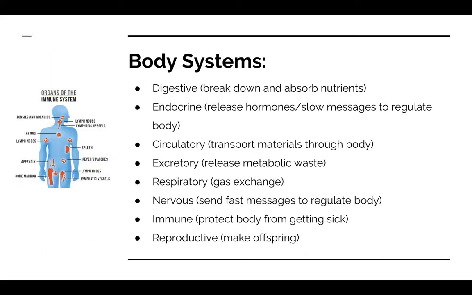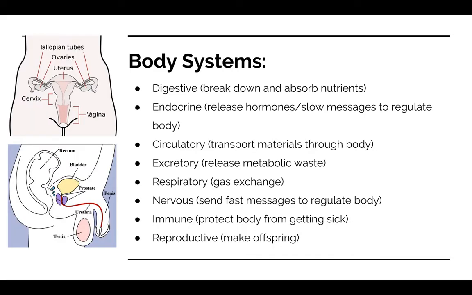The immune system is kind of all over the body. Really, when we talked about the immune system, it was more about the cells, so the white blood cells all over the body. And the job of the immune system is to protect the body from getting sick. Lastly, we have the reproductive system, which the whole job is to make offspring. You can see the female at the top and the male at the bottom. Some of the organs or structures that you should really know: ovaries, uterus, fallopian tubes, urethra, and testes.